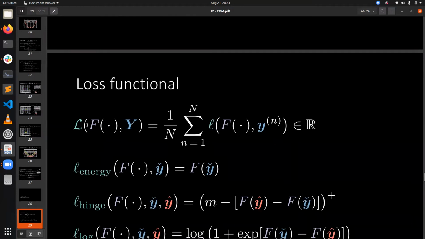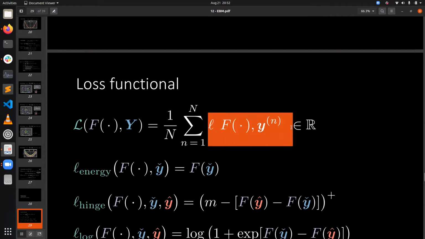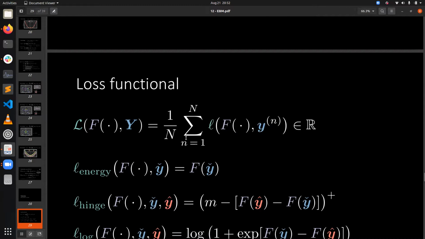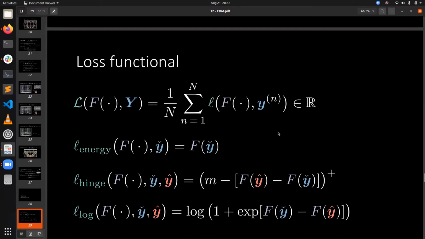So you have this total loss function, and it takes in the energy function that you have and the list of labels, that is all the y values, to calculate the total loss. It is basically an average of all the per sample loss functionals. So you go through all the training samples and calculate the loss functionals for all of them.